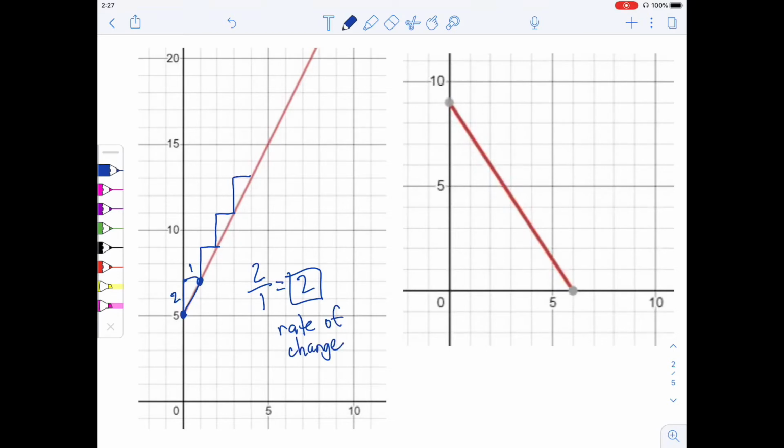And our rate of change is also called our slope, right? So when you hear rate of change or slope, it means exactly the same thing.